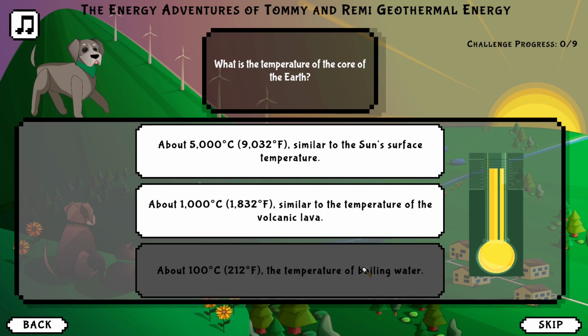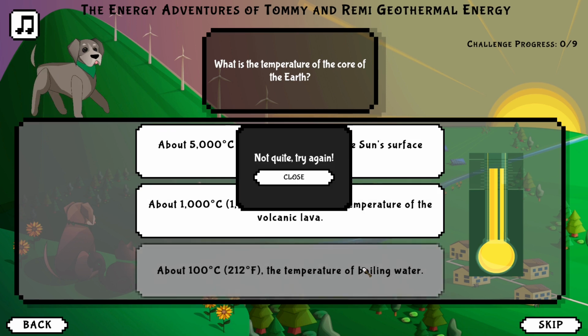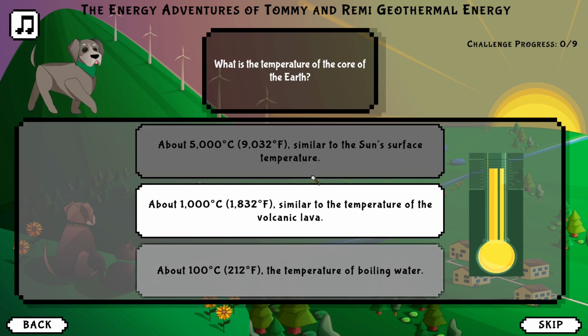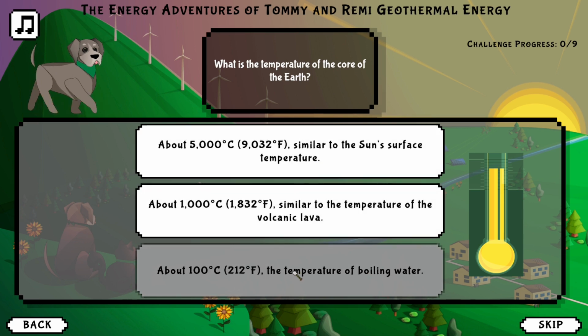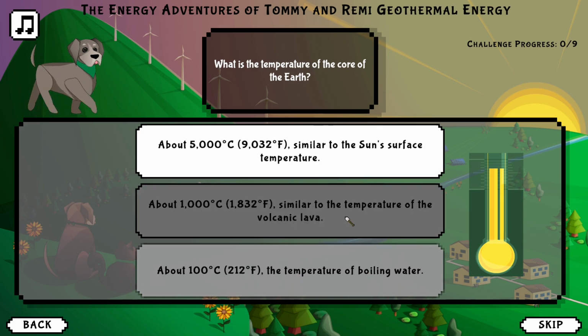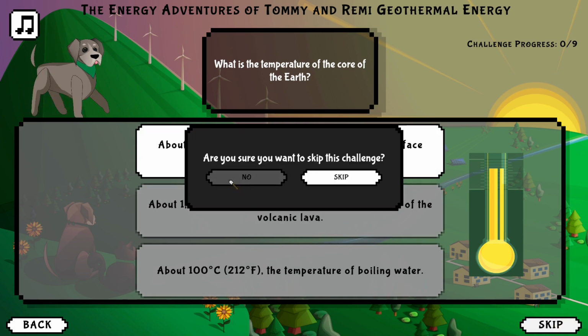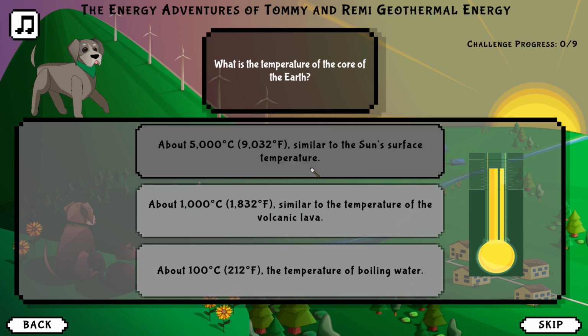Clicking on a wrong answer will inform the user and provide a slight noise. We can close that, and we can see we can no longer click on that item again. At this point, we could skip the game if we wanted to, but let's continue and choose the final answer, which is right.